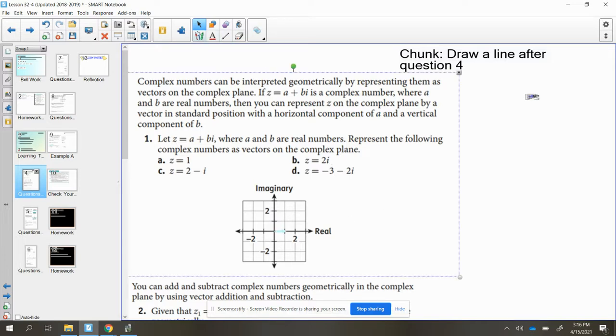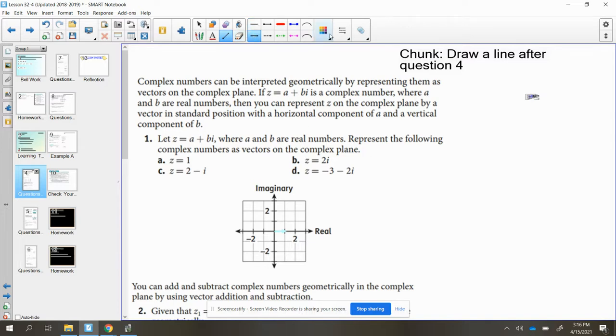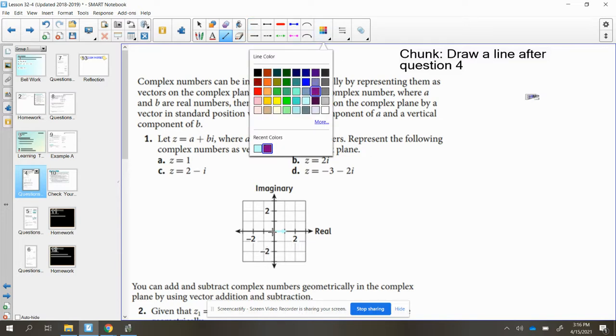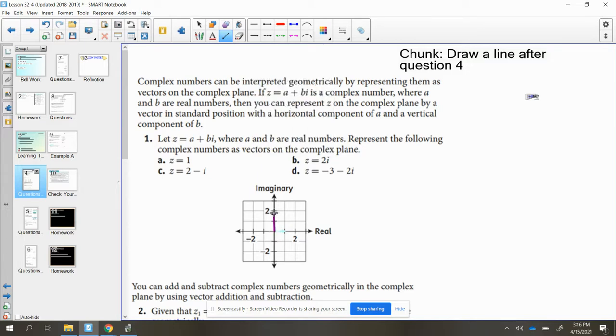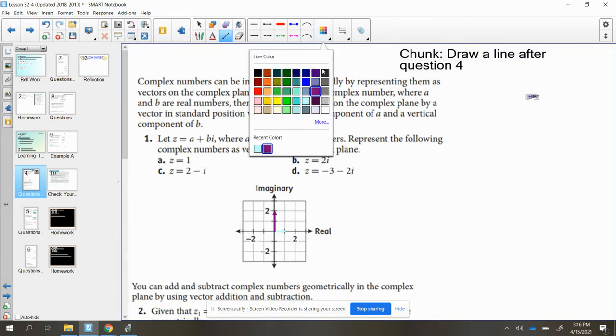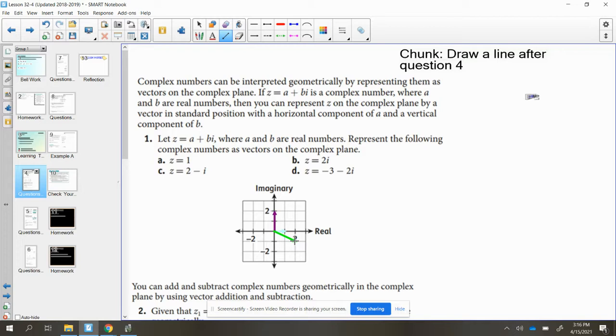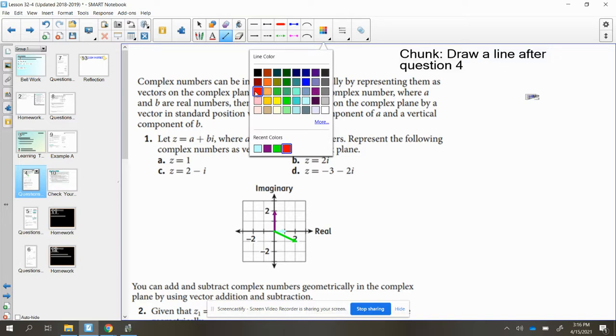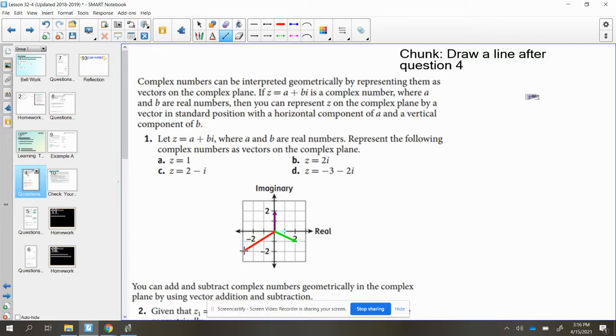For part B, we have 2i. So when we talk about 2i, that one is going to be on the imaginary axis, and again, it's going to go 2 units. Next, we have a graph for part C that's 2, -1. So 2 units to the right, down 1 unit, there would be part C. And then last but not least, we have part D, which is -3, -2i. So 3 to the left and down 2, there would be our vector for part D. Okay.